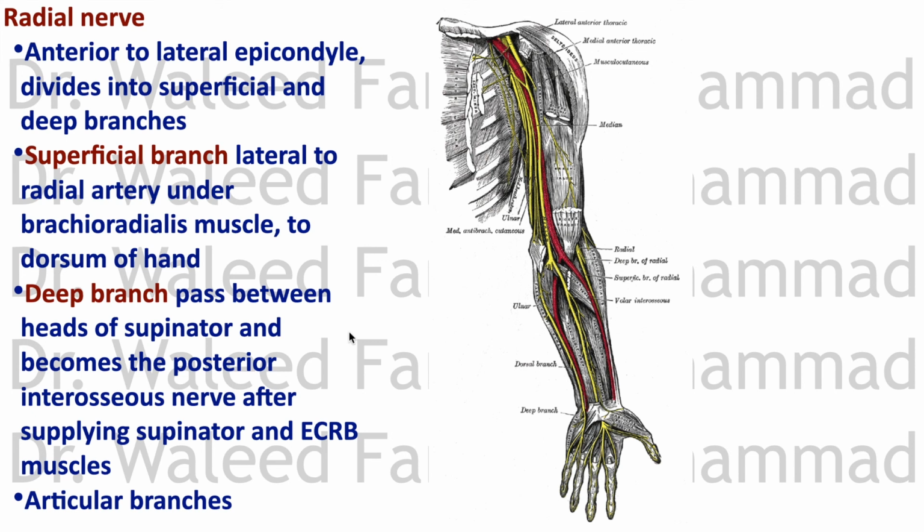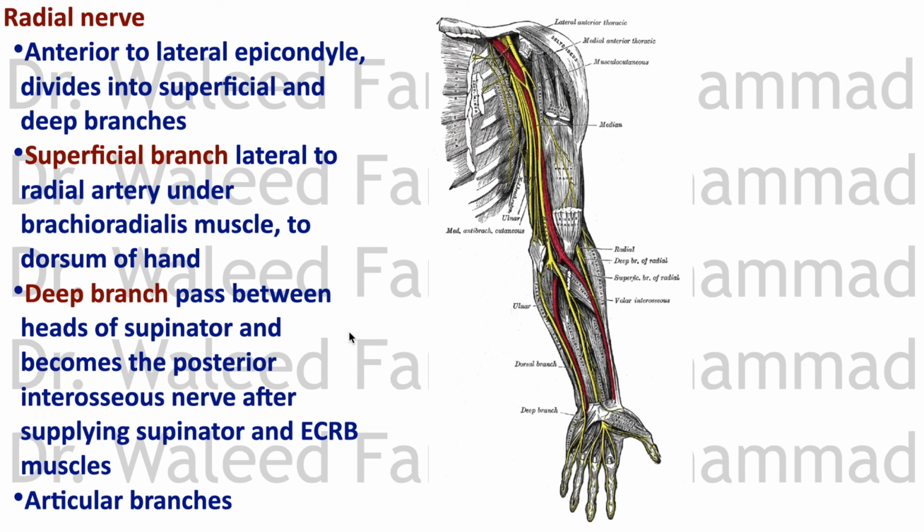And you can feel the branches of the superficial branch of the radial by rolling your fingers on the tendons at the base of the thumb. When you extend the thumb, the tendons will bulge. You can roll your fingers on these tendons. You will feel the branches of the superficial branch of the radial nerve. So it's a sensory nerve.